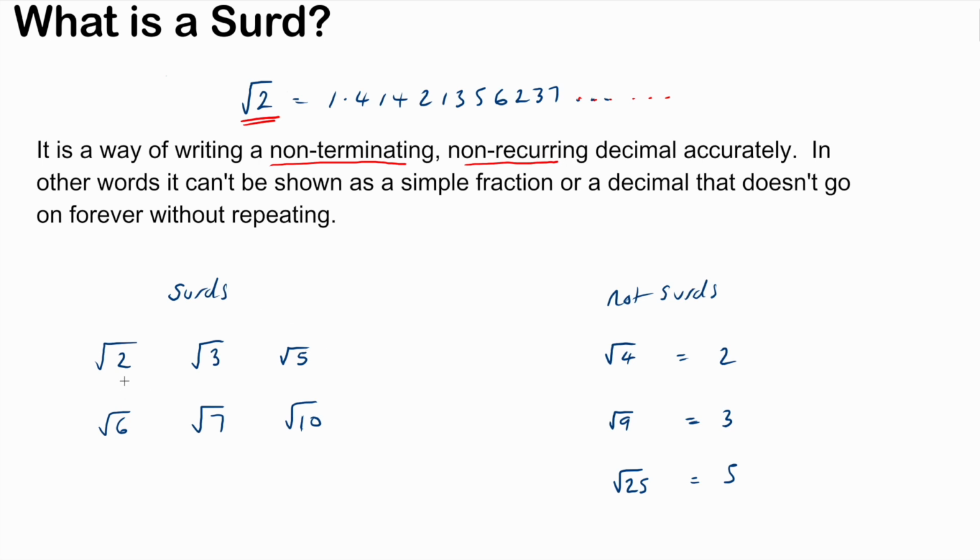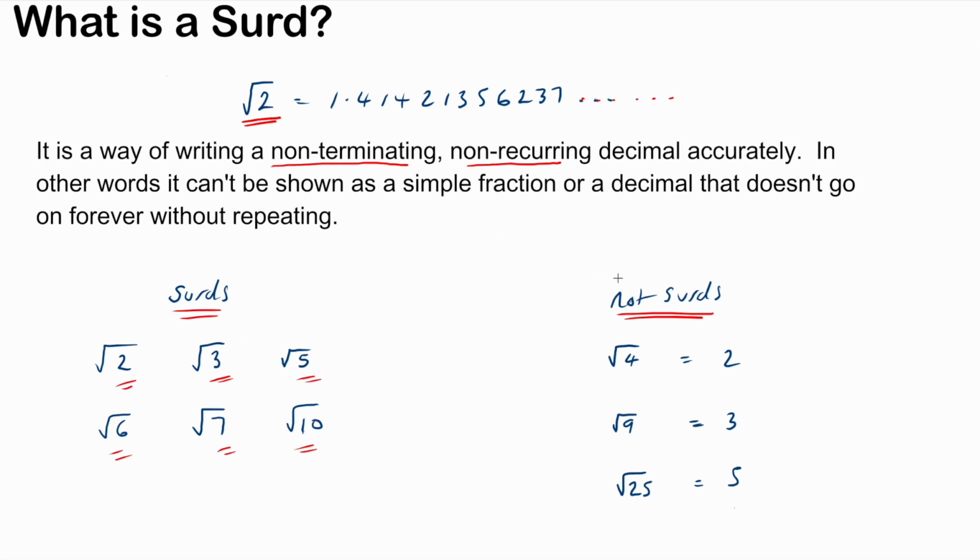So surds are these numbers here: the square root of 2, square root of 3, square root of 5, square root of 6, square root of 7, square root of 10, and there are plenty more. If you put these into your calculator, you will get a non-terminating, non-recurring decimal. Okay? They can't be shown as a simple fraction, and they can't be shown as a decimal that doesn't go on forever or repeats. It's really important that you distinguish between what is a surd and what is not a surd. So what's not a surd?